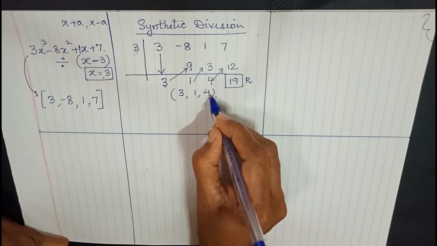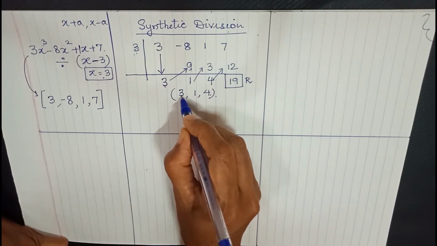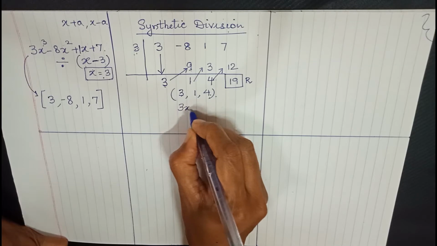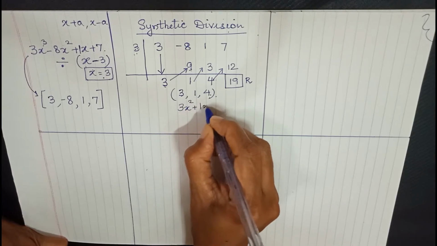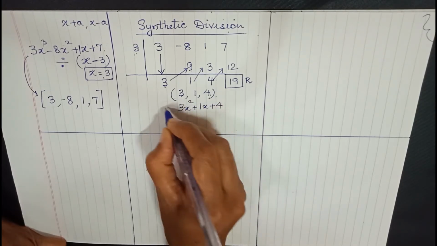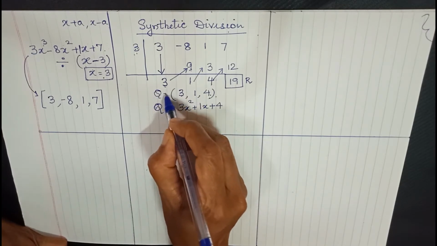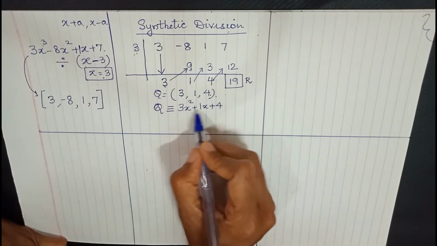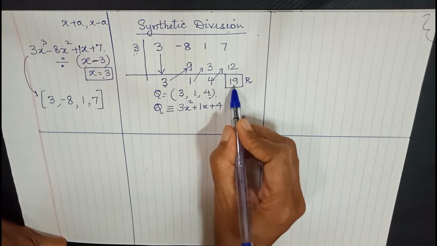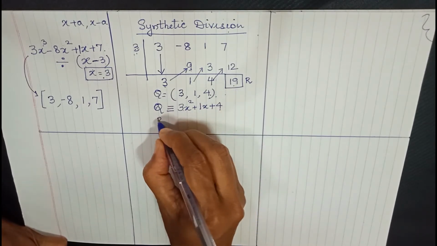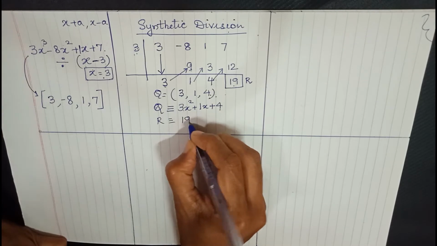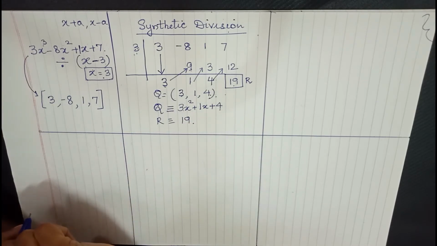You know this is degree 0, 1 and 2. So what we get is 3x square plus 1x plus 4. This becomes the quotient. What we have got here is the quotient in coefficient form, and I have converted it into the proper expression, and the remainder is 19. So this is how we do division using synthetic division.